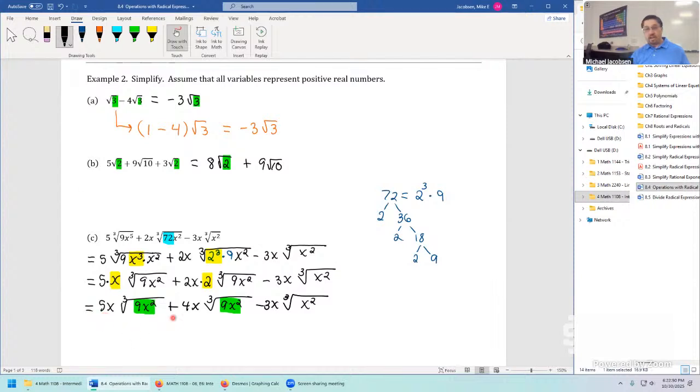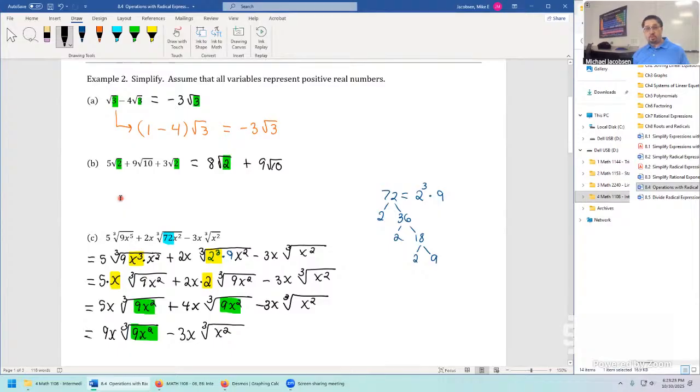We have 5x plus 4x, so altogether we have 9x multiplied by the cube root of 9x squared. Then copy down minus 3x cube root x squared. So this is the one where we focused on reducing the roots as well, just as extra practice from what we did in section 8.2. The major concept then is just adding up the like terms after we simplify the roots.